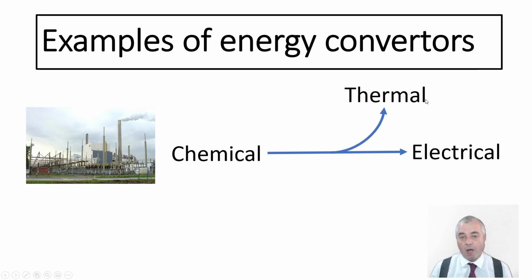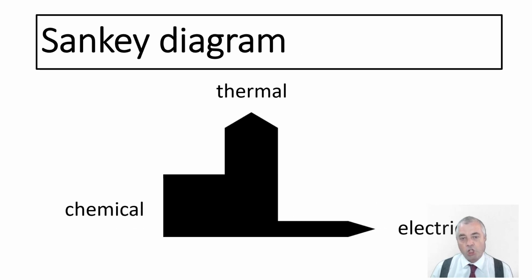But how much of the chemical energy ends up as electrical and how much ends up as thermal? Well, a way we can show that is by what's called a Sankey diagram. So the Sankey diagram is similar to the diagram we've just looked at, but the difference is we're using the thickness of the arrows to represent the amounts of energy. And what you can see here is that actually in this power station, it's not a very good power station because not much of the energy is ending up as electrical because that's really thin. Most of it is ending up as thermal because that's really thick.